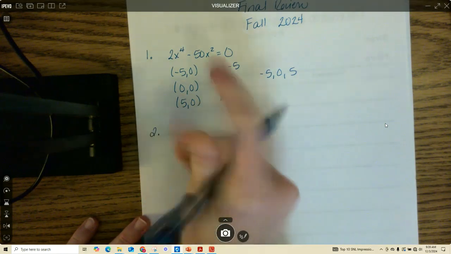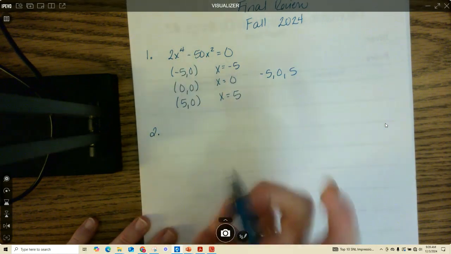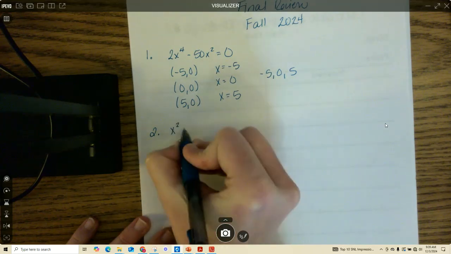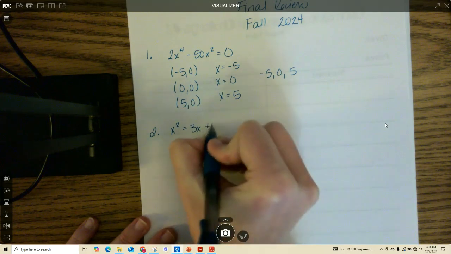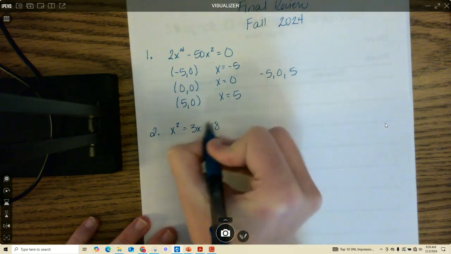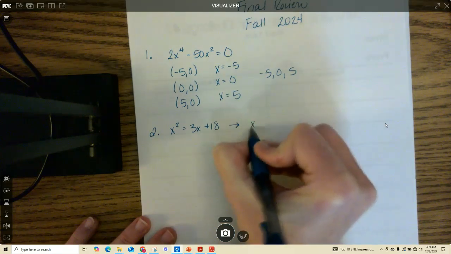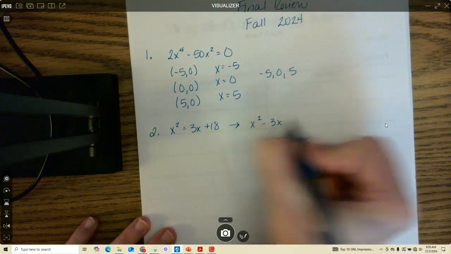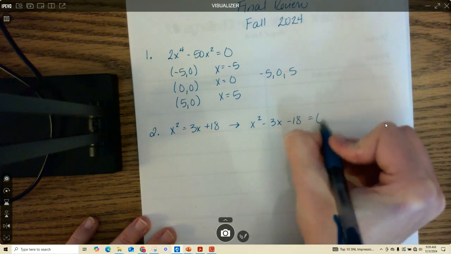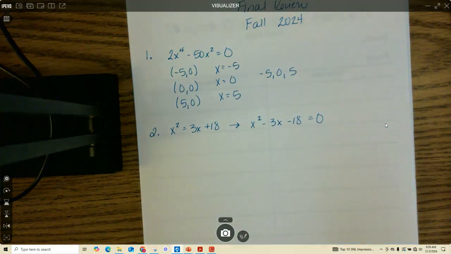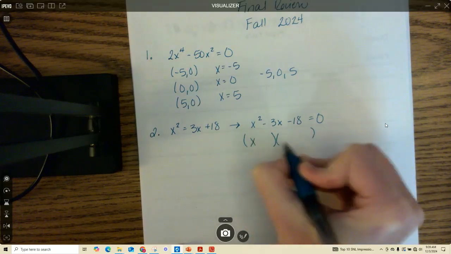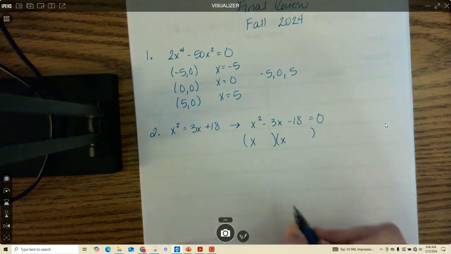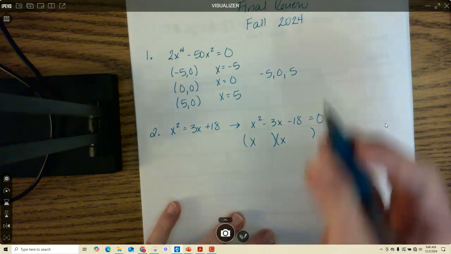Okay, so this same equation? No. X squared equals 3x plus 18. Okay, so before we can factor, all the pieces got to go on the same side. So x squared minus 3x minus 18 equals 0. If it asks you to do it by factoring, do it by factoring. That means it's factorable. You don't have to use the quadratic formula on this one.